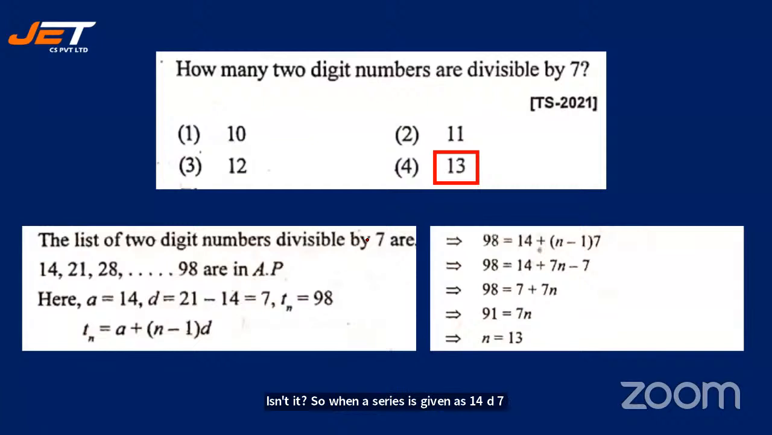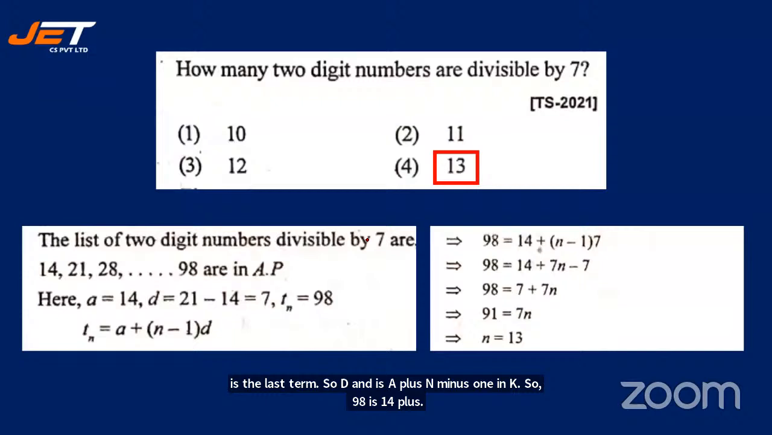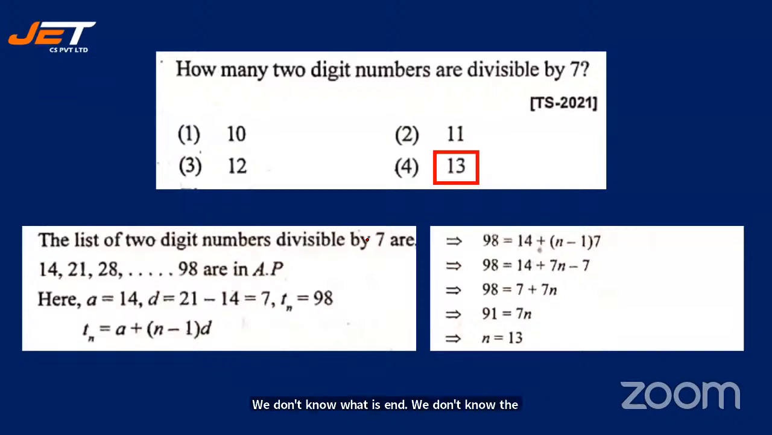That is the last term. So Tn is A plus n minus 1 into D. So 98 is 14 plus... We don't know what n is. We don't know the count, isn't it? So we are keeping n as n only. n minus 1 into 7. So when we solve it, we get the value of n as 13. All right, students? Yes, good.